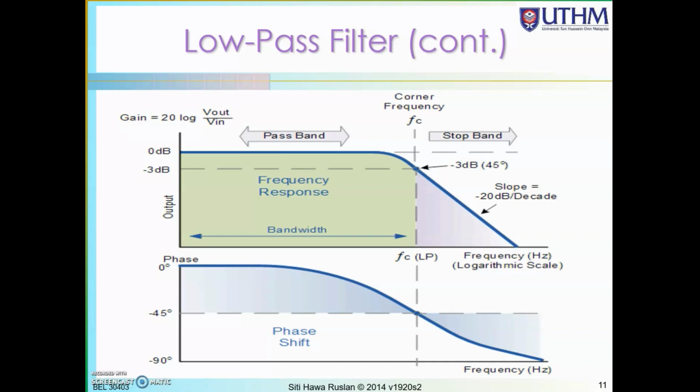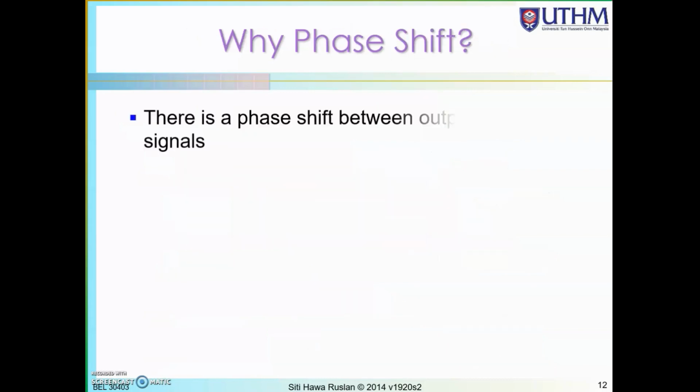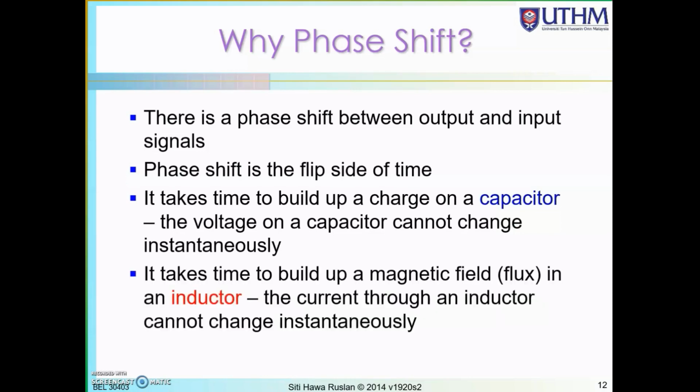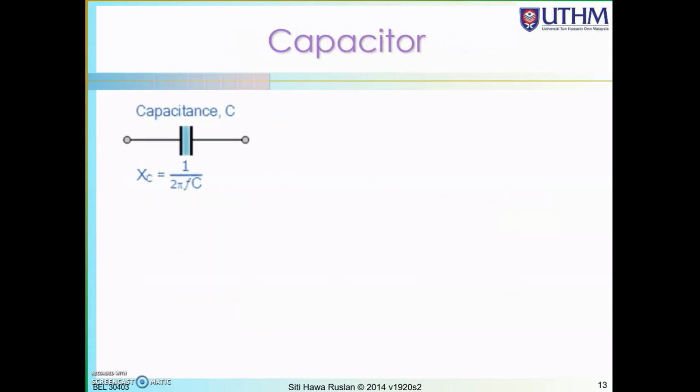There is a phase shift between the input signal and the output signal because we have a capacitor. Please remember that the voltage across the capacitor cannot change instantaneously. Similarly, if you use an inductor, the current through the inductor cannot change instantaneously. The circuit just now has a capacitor, so the reactance of the capacitor, XC, is 1 over 2 pi fC, so the value of the reactance depends on the frequency.